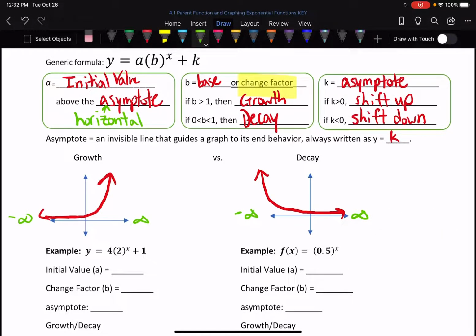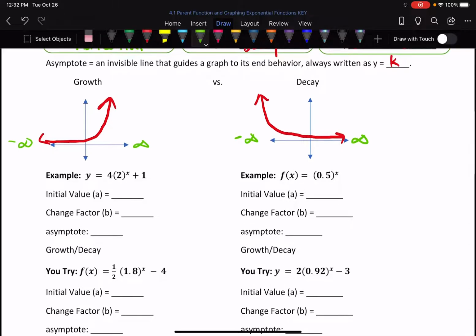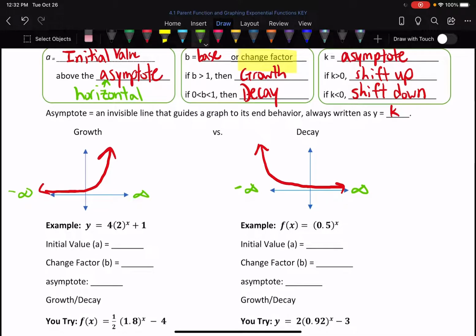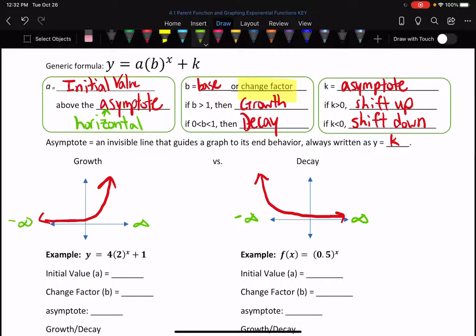All right, guys, so just like I promised, we're going to look at some algebraic examples of growth and decay functions. So our growth function, remember, this is as x increases, y increases. I've given you the example y equals 4 times 2 to the x power plus 1. So we've got to be able to identify our a, our b, and our k values.